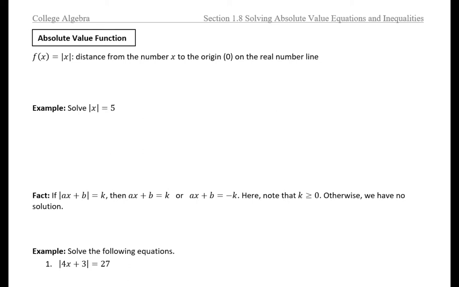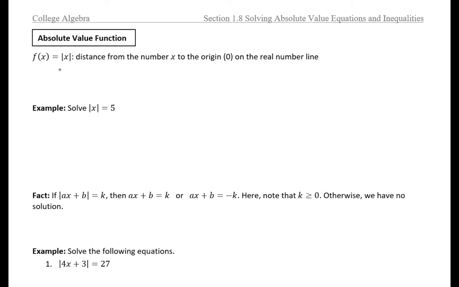In this video I'm going to go over absolute value equations and inequalities with some examples. So how do we define absolute value? Whenever we say absolute value of a number or any quantity, we mean the distance from that number x to the origin, to the zero.